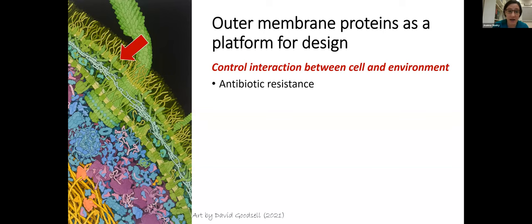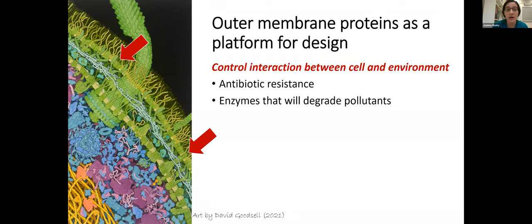And so we can deal with things like antibiotic resistance, and here is the specific pump I'm gonna talk about today, where if we could disable the pump, we could stop antibiotics from being pushed out of the cell. We could make enzymes at the surface, and this is something that my lab is interested in as well. If we could make enzymes at the surface of cells, then it could degrade pollutants without having to bring in the substrates or export the products.